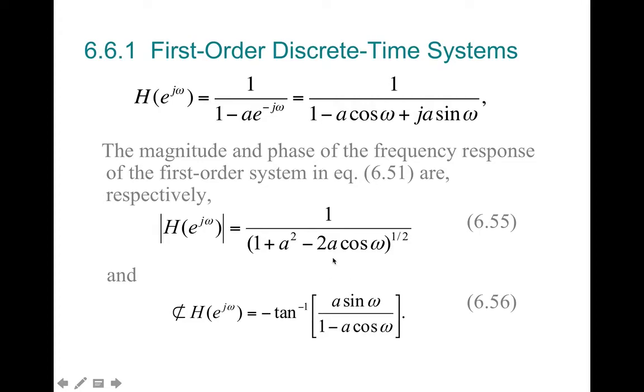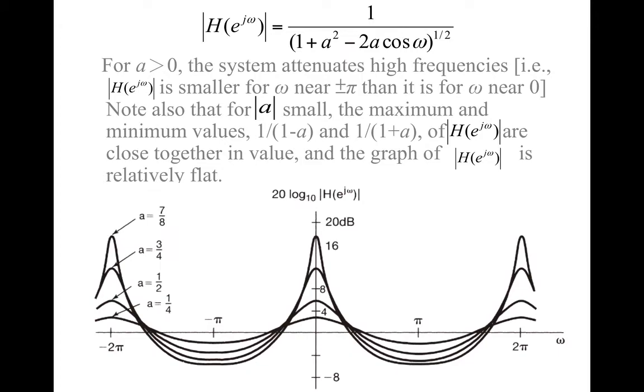Okay, and then we wanted to take a look at how it looks. So let's take a look at the case when a is bigger than 0. And in particular, what will happen when omega is equal to 0, which is the lowest frequency, and when omega equals pi, which is the highest frequency.